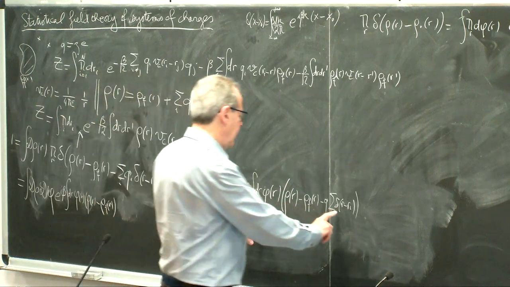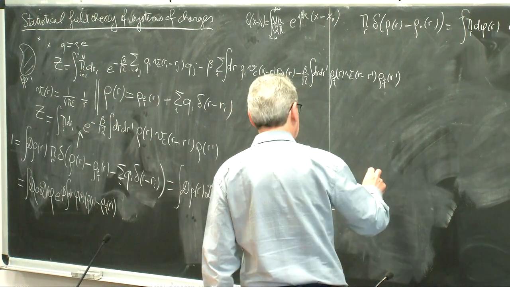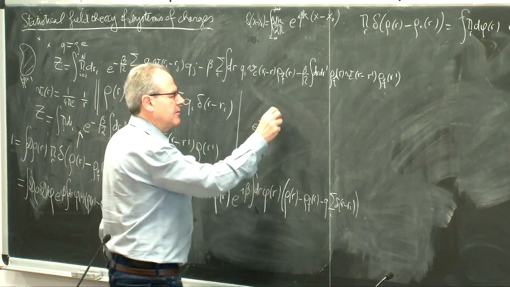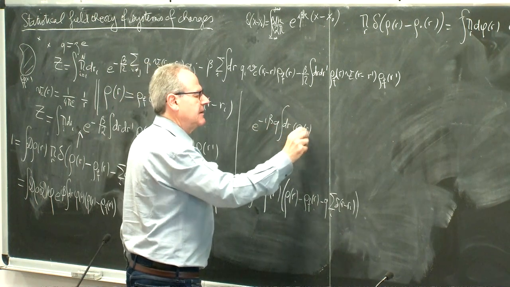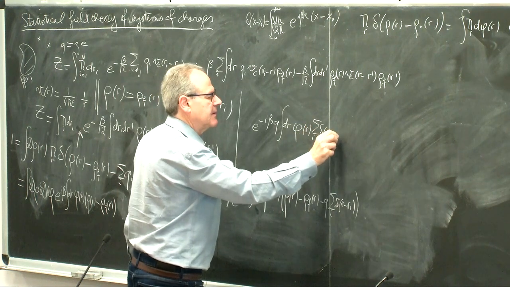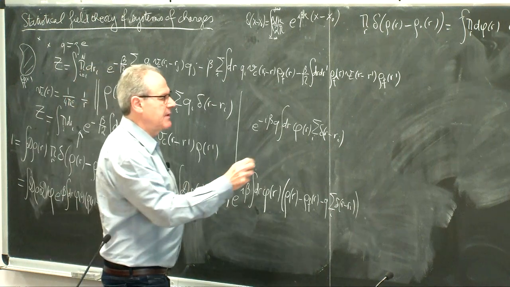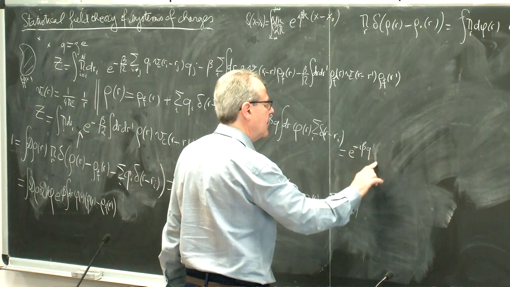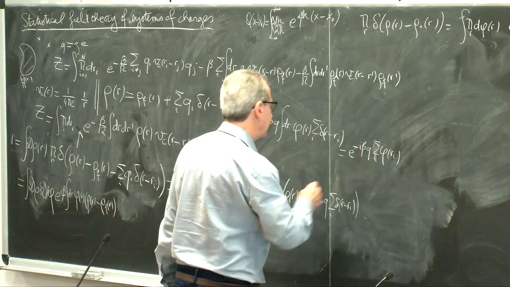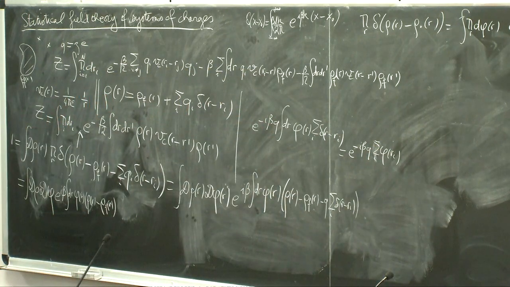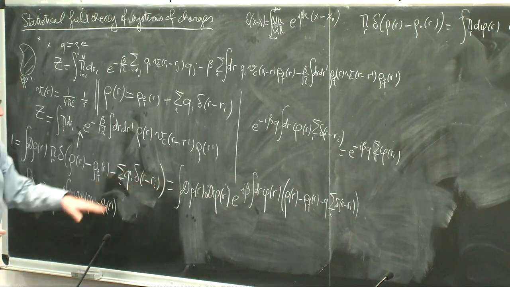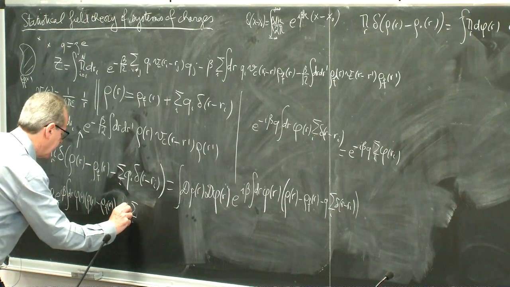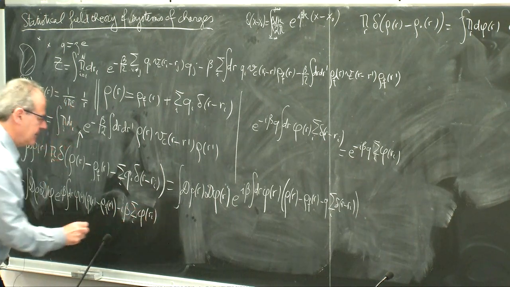And then there is this last term. I write it here: it's e to the minus i beta q integral dr phi of r sum over i delta of r minus r_i. And therefore, this is just e to the minus i beta q sum over i of phi of r_i. So if I replace here, then I have minus i beta sum over i phi of r_i times q.